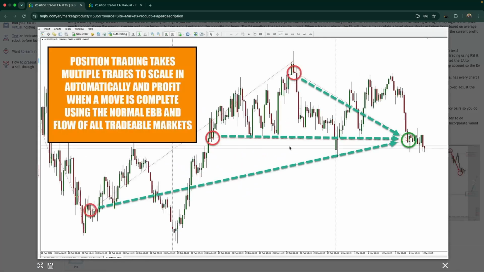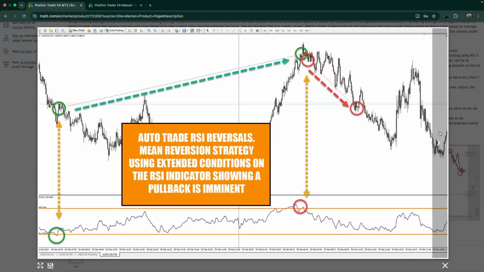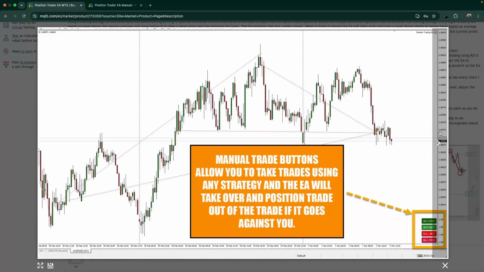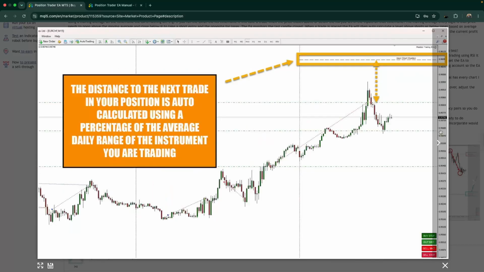This is how it looks on the chart. It takes positions. Basically, position traders hold positions for days and long periods of time, using the ADR and the moving average filters and also the RSI. Now, these are some of its threads.